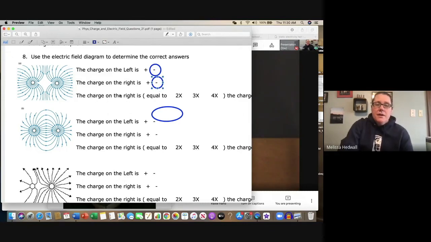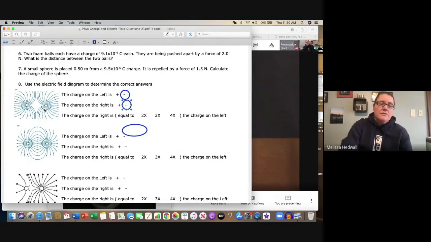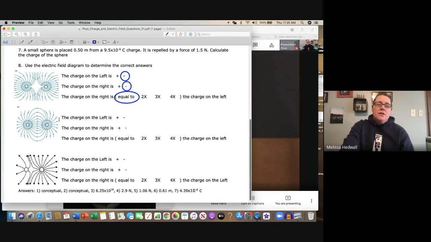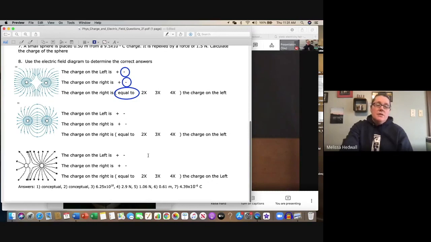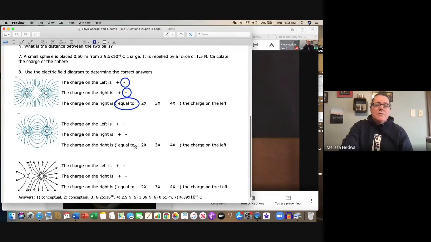Then it says the charge on the right is, it gives us some options, the charge on the left. Remember that comparing the two charges happens by looking at the line densities. Because on this one, we can see that there's equal line densities. You have the same number of arrows over here that you do over here. That doesn't tell us what the charge is, but it does tell us that those two charges are equal because they have the same amount of lines around them. So we can put equal to there. And you'll continue with that. Charge on the left is, charge on the right is, using the direction of the arrows to determine it, and then how they relate. Any questions on number 8?